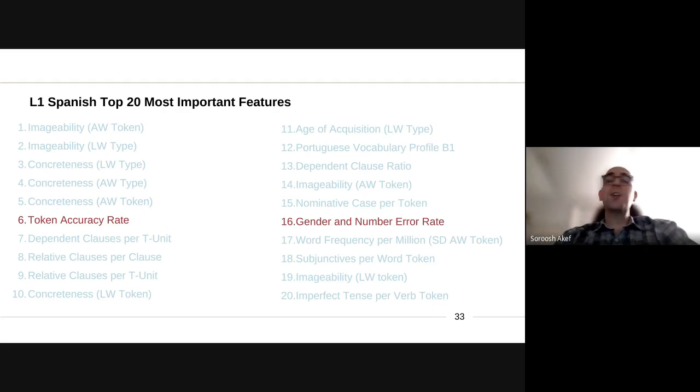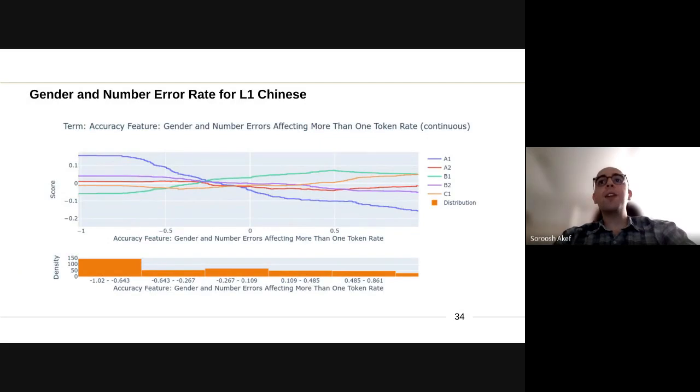So this is actually very interesting, because for the L1 Chinese model, we could also see that this feature was used by the model. But then Chinese and Spanish are very different languages in terms of their gender and number, right? So we thought it would be interesting to see how each of these models is taking advantage of this feature.